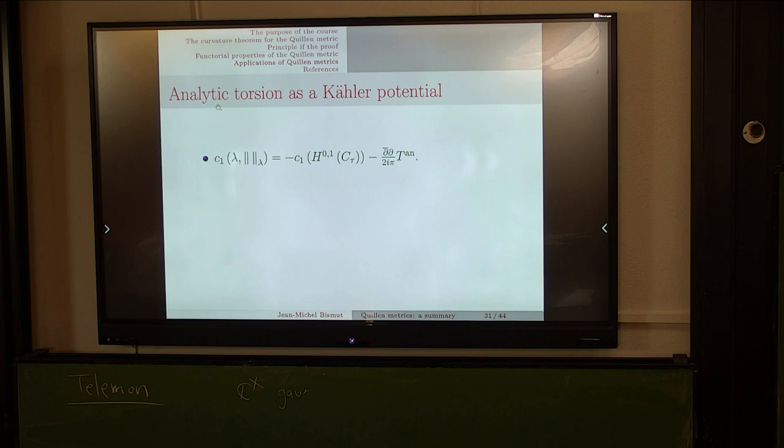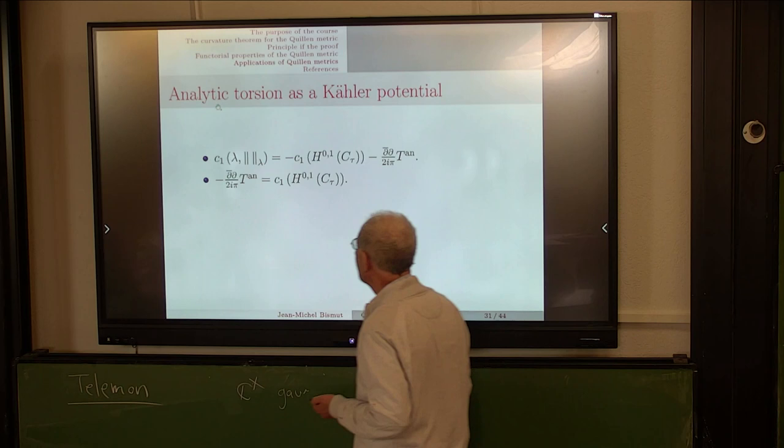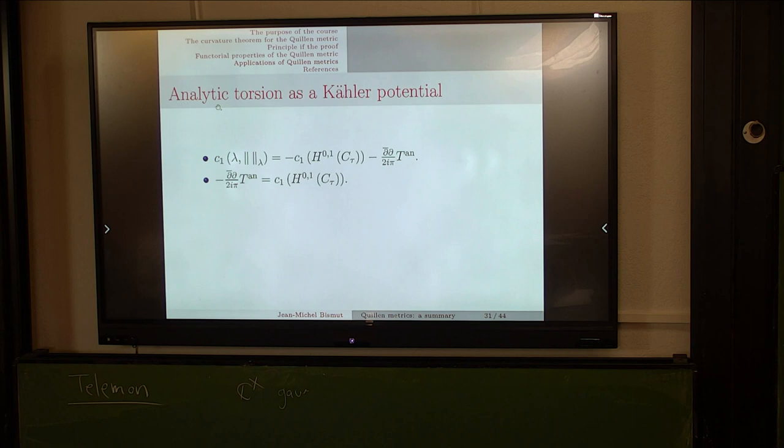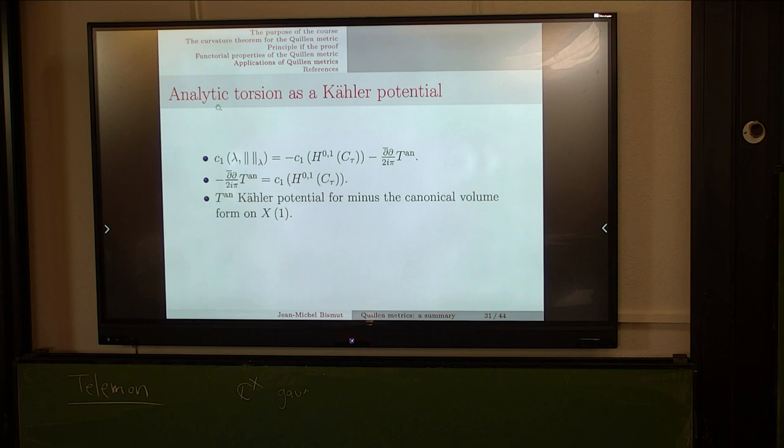That's a consequence of the curvature equation. And so what you get finally is that, because this C1 vanishes, the analytic torsion, which is now a function on the base, the analytic torsion of the curve C tau, provides you with a Kähler potential for the canonical volume form. So it's a Kähler potential for minus the canonical volume form on X of 1.